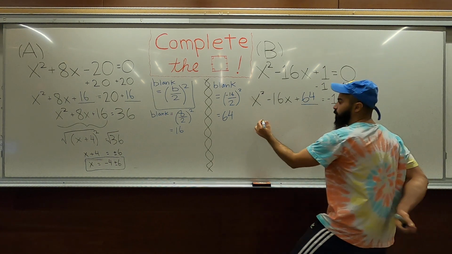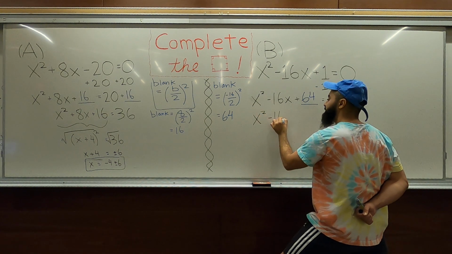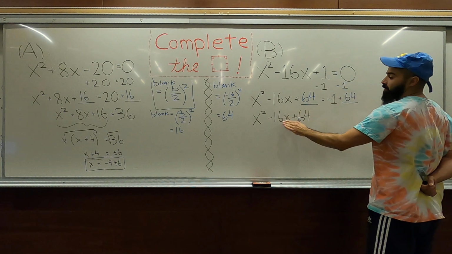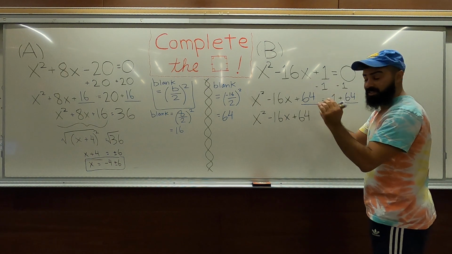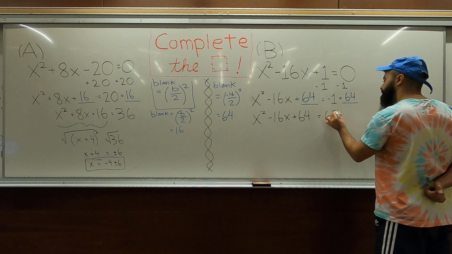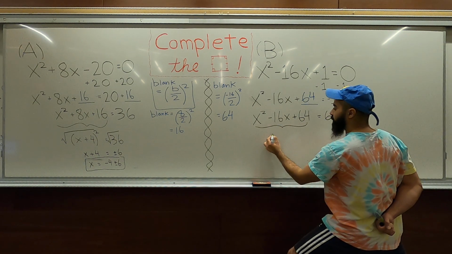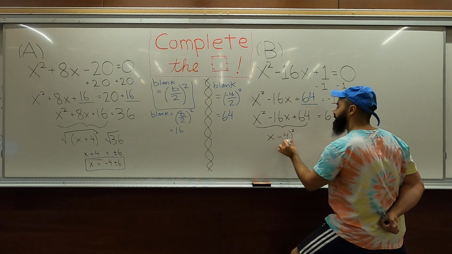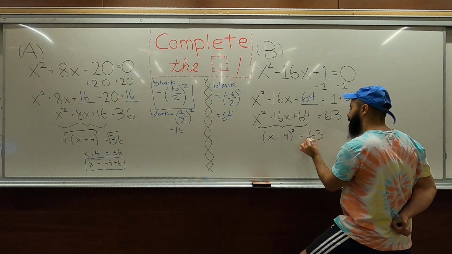And what we are now left with is x squared minus 16x plus 64. And by God, this thing factors very nicely at this point. It would be x minus 8 in parentheses, squared, is equal to 63. So this part just becomes x minus 8, parentheses squared, equals 63.